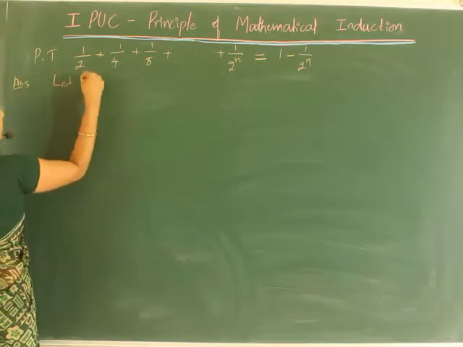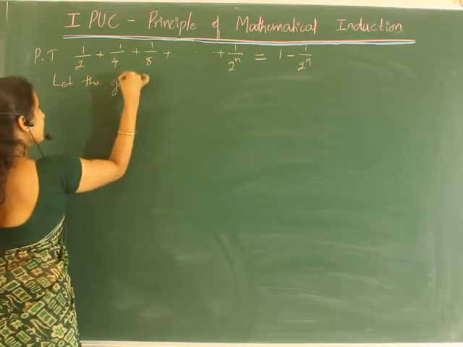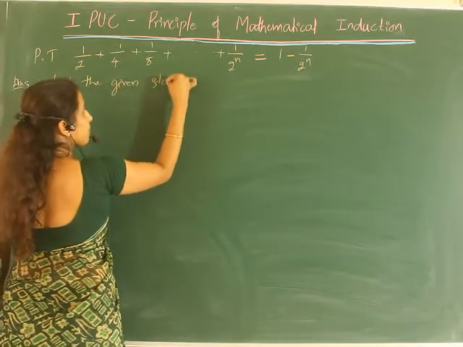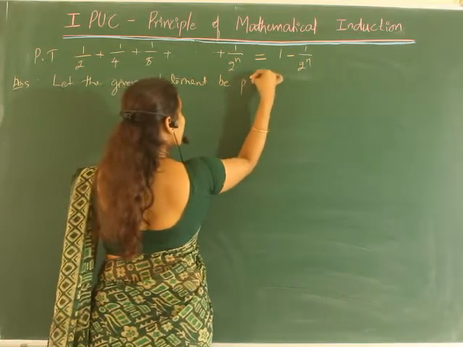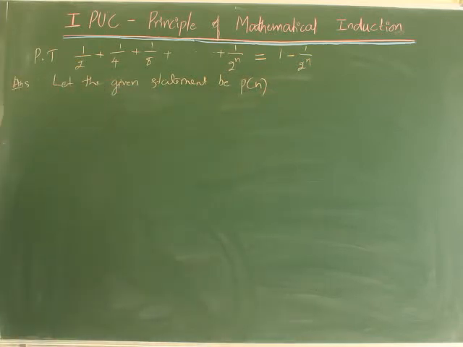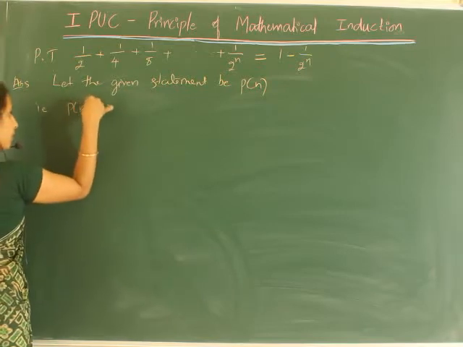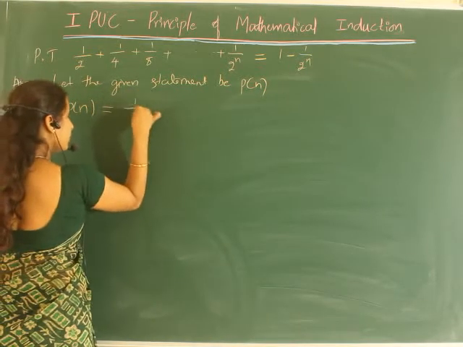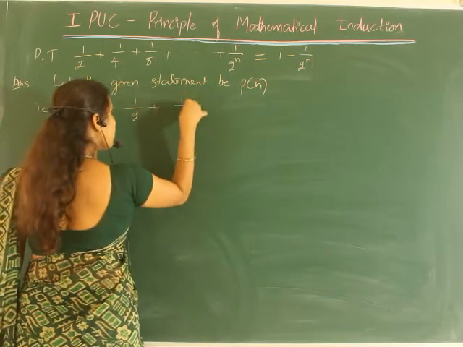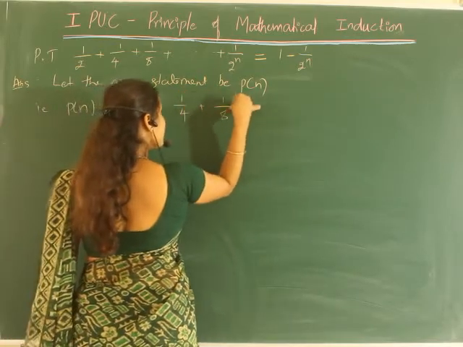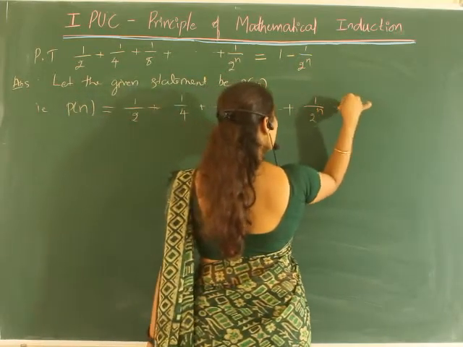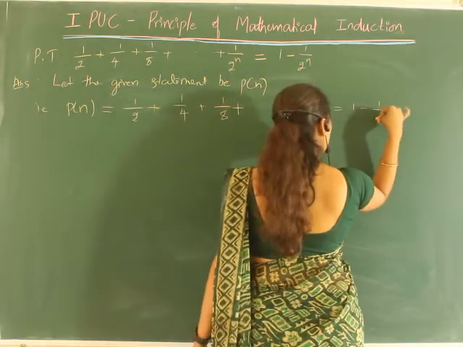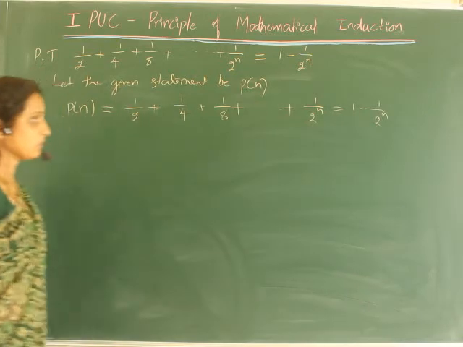Let the given statement be P(n). First we take the given statement as P(n), that is, P(n) is equal to 1/2 + 1/4 + 1/8 + and so on up to 1/2^n is equal to 1 minus 1/2^n. So this is the given statement.